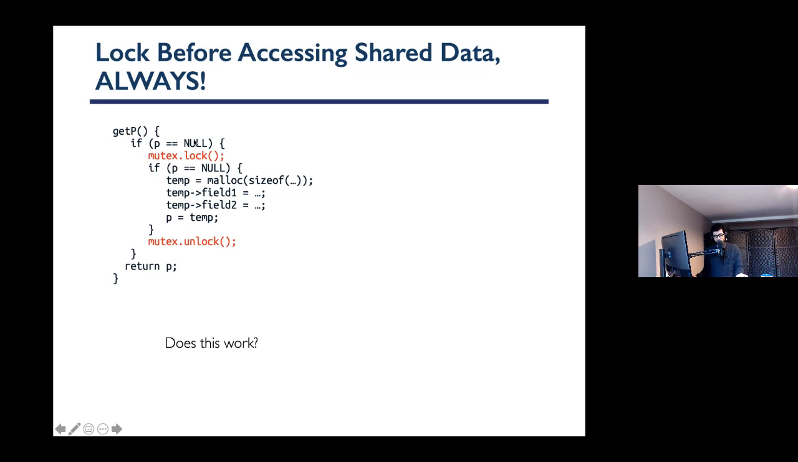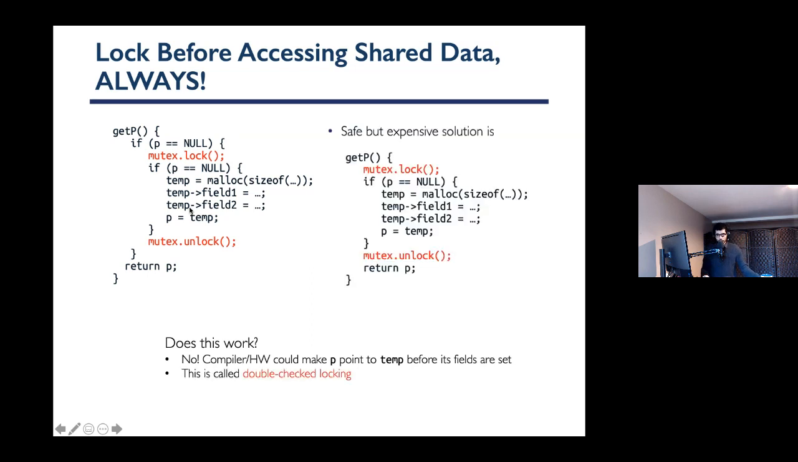They just check if P is null, and well, P is not null because you have already executed this line. You still haven't executed these two lines, so temp is just a pointer and the structure is not actually set. So here they would return P, and they would use that P which is not initialized correctly, and this would not work. So how do we fix this? We do this with double-checked locking.